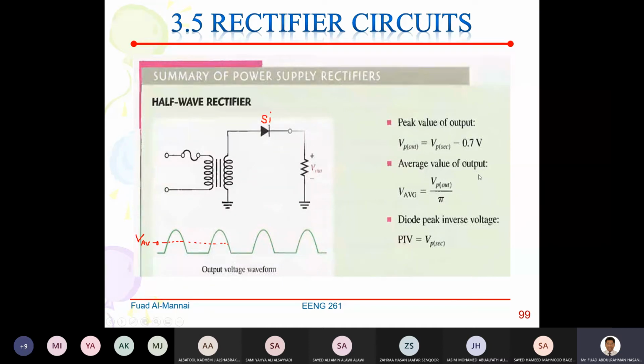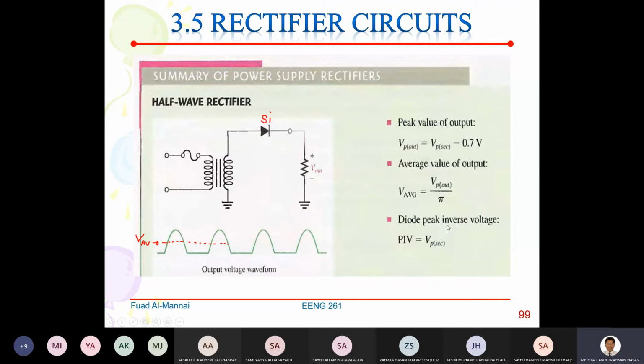The average value of the output: if we go to the sketch, this is a sketch of the output of the half-wave rectifier. The average value, or the VDC as we sometimes call it, is equal to VP or Vmax divided by pi, or equal to 0.318 multiplied by Vmax, the output max.